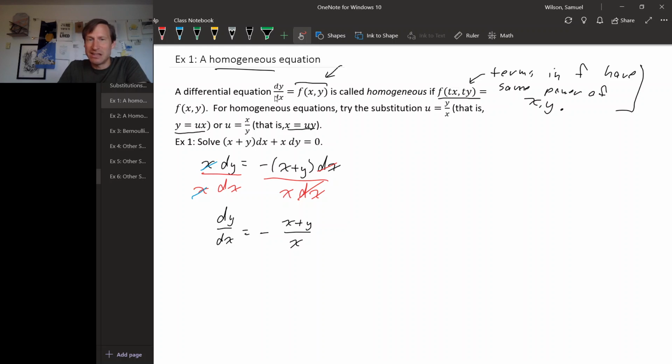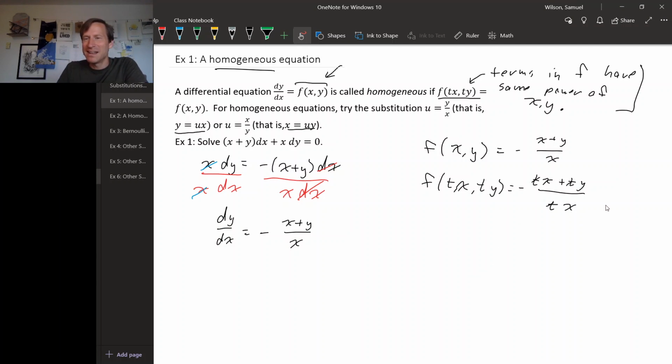And checking the official definition of what it means to be a homogeneous equation, the function that is our right-hand side is f of x y, which is minus x plus y over x. So what we need to check is what happens when we replace x with t times x and y with t times y. So we get minus t x plus t y over t x. And then if you simplify this, all the t's just simplify away. And so this is the same as f of x y. So this differential equation is homogeneous.